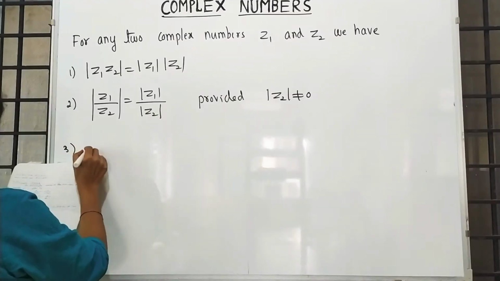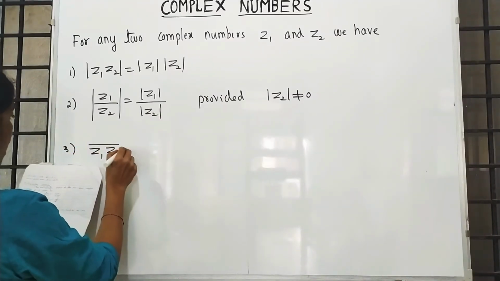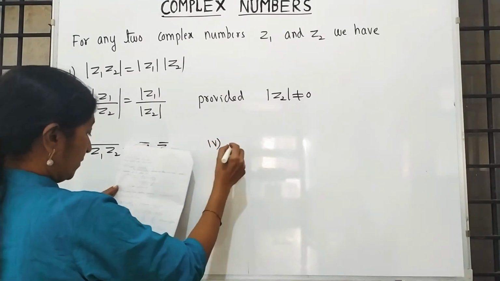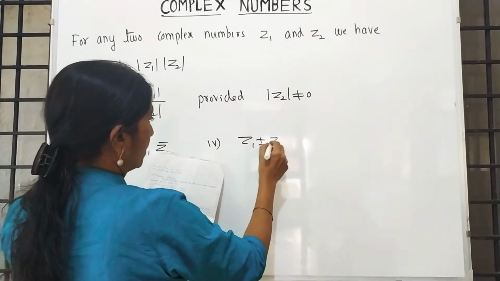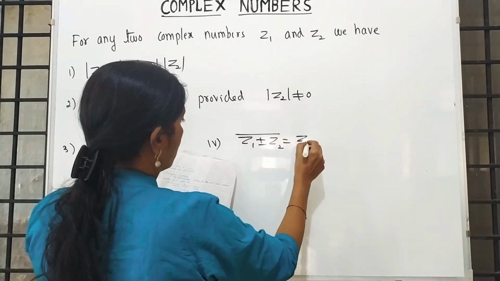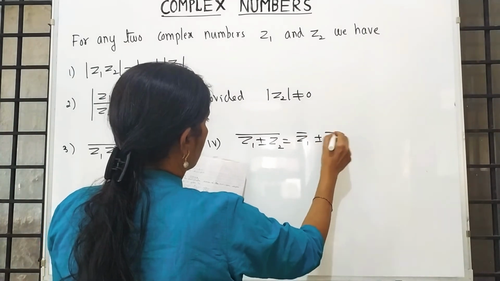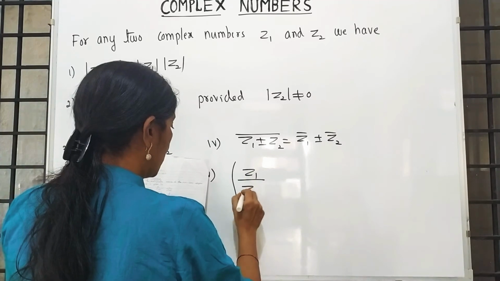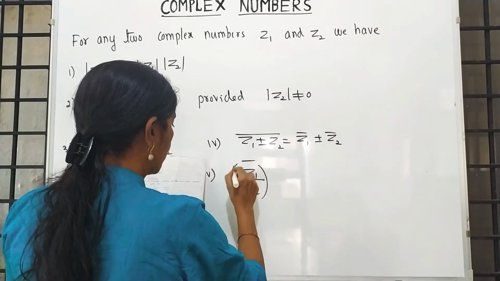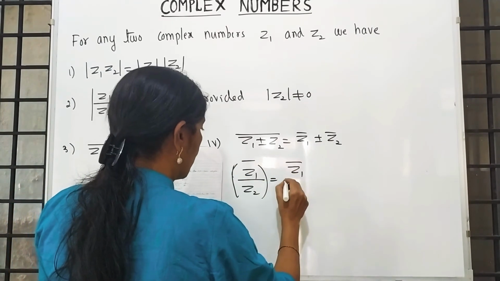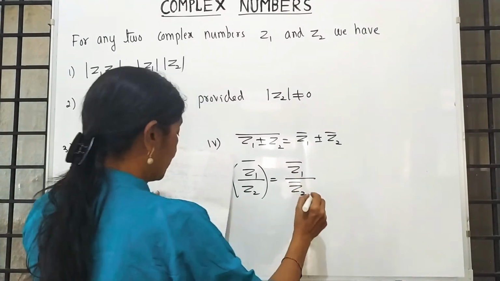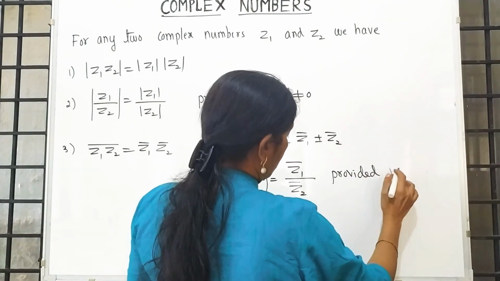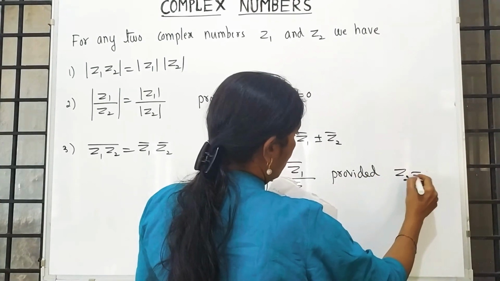Third one, conjugate of z1 into z2 is z1 bar into z2 bar. Fourth one, conjugate of z1 plus or minus z2 is z1 bar plus or minus z2 bar. Fifth one, conjugate of z1 upon z2 is equal to z1 bar upon z2 bar, provided z2 is not equal to 0.